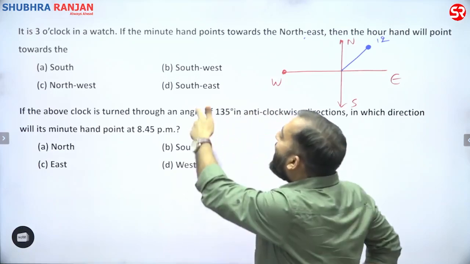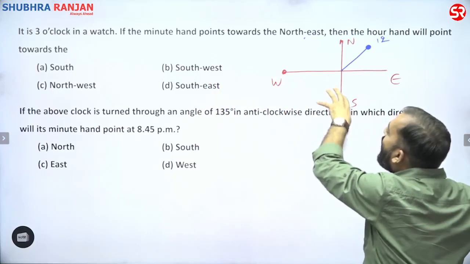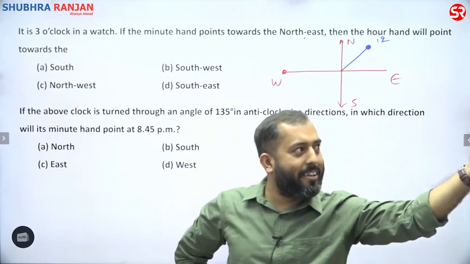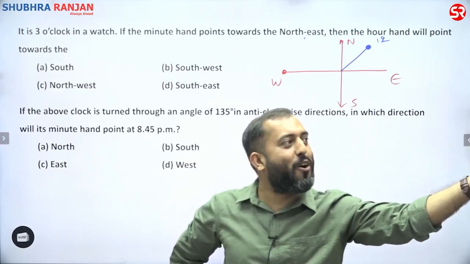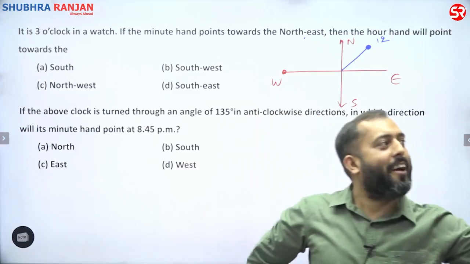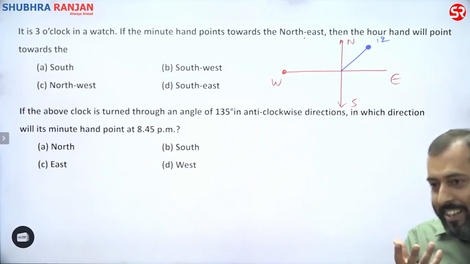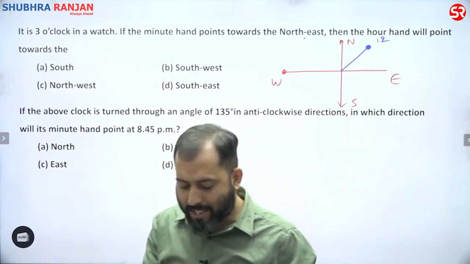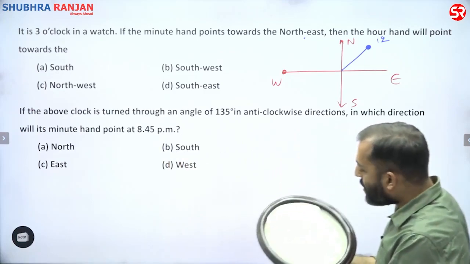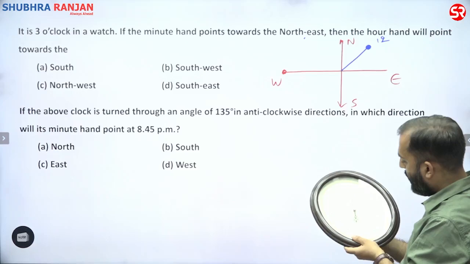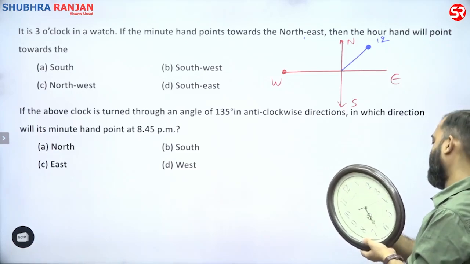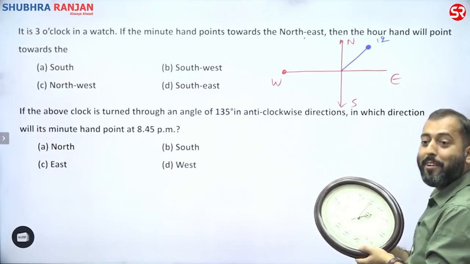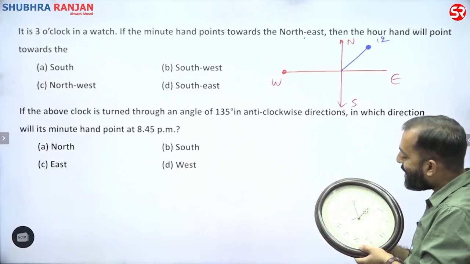See, if minute hand points towards northeast, the situation of घड़ी... घड़ी घूम रही है ना यहाँ पे, nothing else. See, try to understand. Let me draw the scenario of 3 o'clock. I just want to tell you one thing.